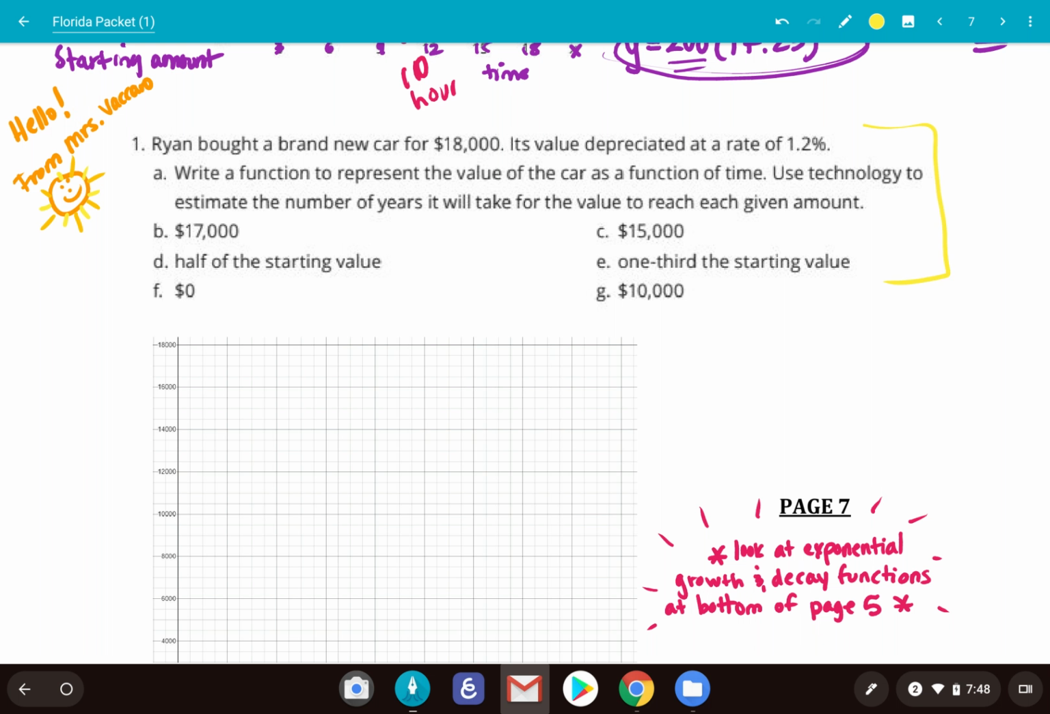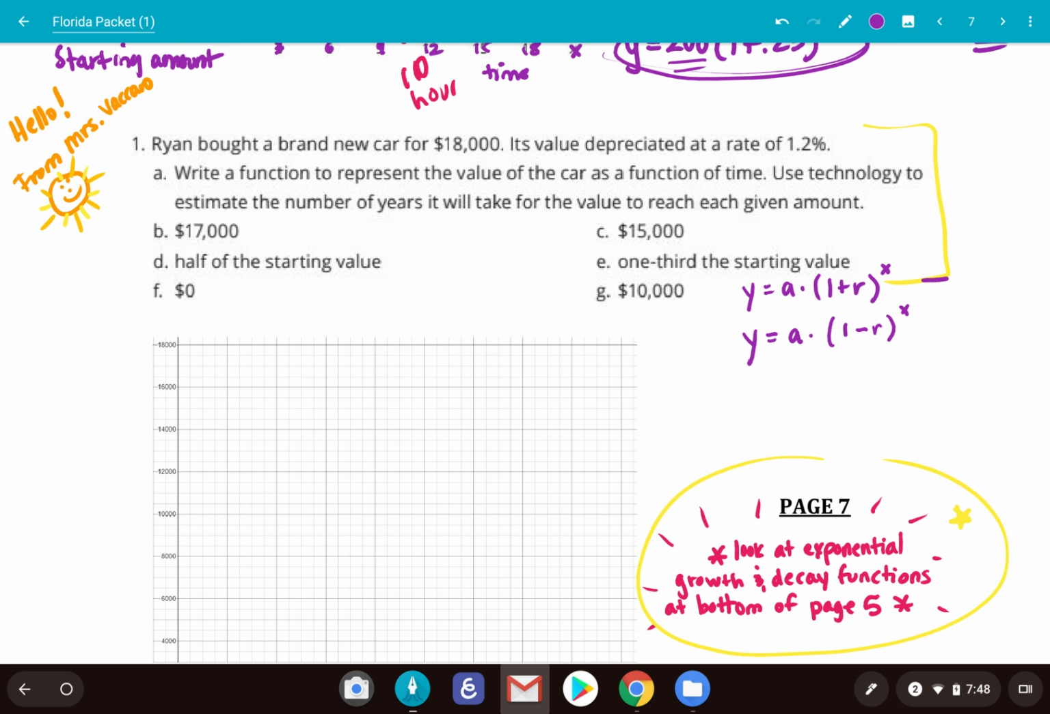Right here, I just want to remind you to once again look at the exponential growth and decay functions at the bottom of page 5. Those are going to be really, really helpful. So the exponential growth and decay functions are going to be a times 1 minus r to the x power, and then you also have a times 1 plus r to the x power.